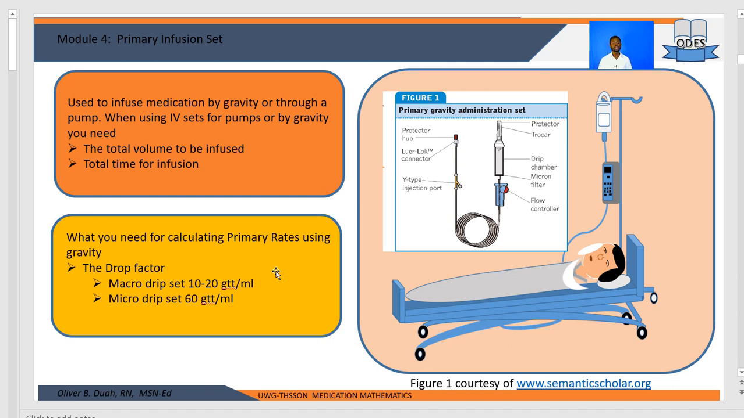If you are going to be doing gravity, which is the drop per minute, then you are going to need a third component, which is the drop factor. We have macro drip set, which is 10 to 20 drops per mL, and then you have the micro drip set, which is 60 drops per mL.